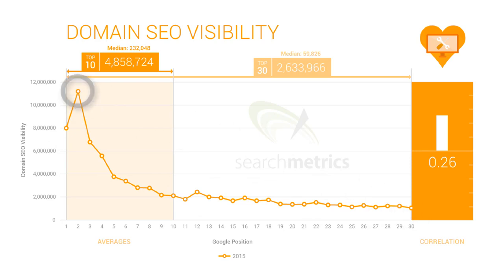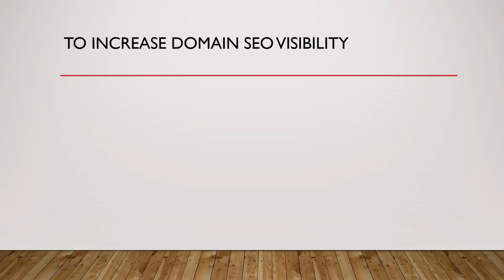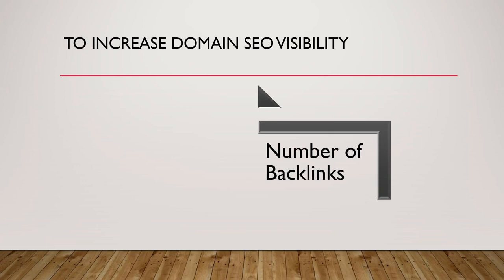Here, the second search result has got a score of about 10 million. That's around 11 million actually. Whereas the domain SEO visibility score for the 30th search result is somewhere around 2 million. That's why if you want to buy a domain name, don't look for the keyword. Instead, choose a good brand name and develop that brand name so that people can search for the direct domain name in Google search. So, to increase domain SEO visibility, the domain should have two important things.